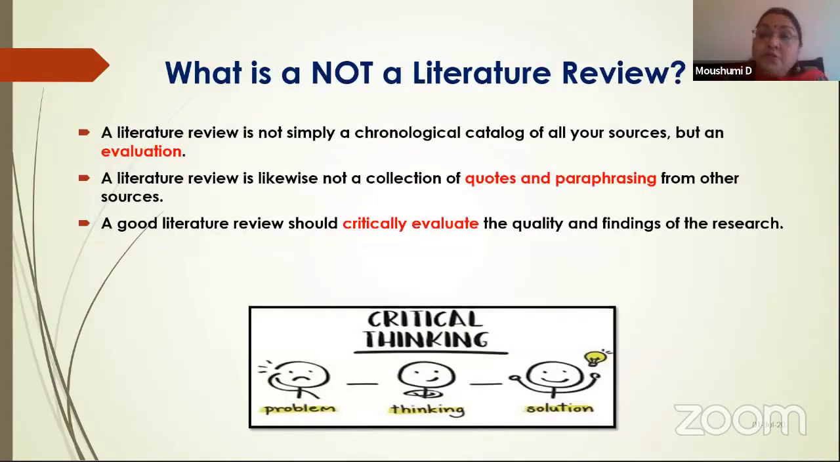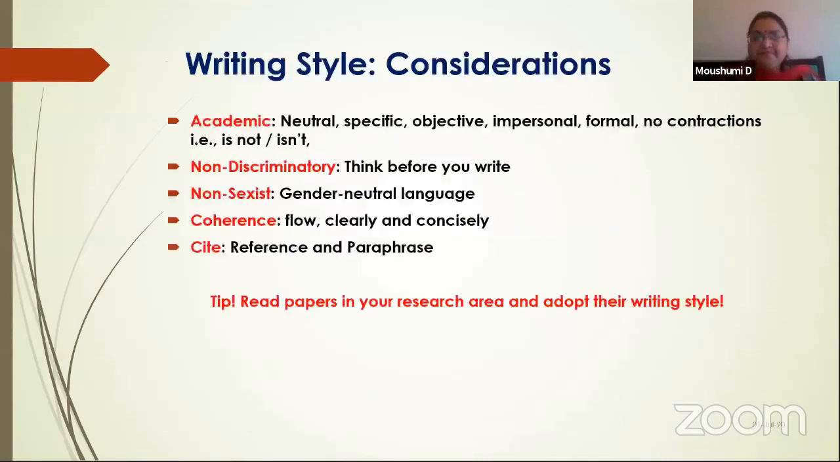So now we know what is not a literature review. If you remember, we have already covered what is not a literature review. Just adding the sources chronologically, one after the other, is it a literature review? No, we have to critically evaluate them. Just writing the quotations of some people or just paraphrasing, is it a literature review? No. Where is the application of your mind? So a good literature review is one where you critically evaluate the quality of the paper as well as the findings of the research.